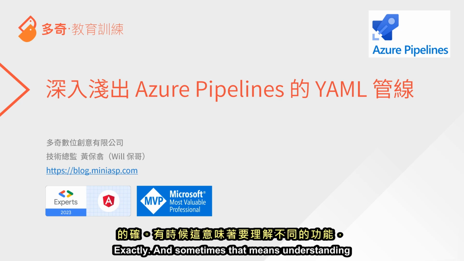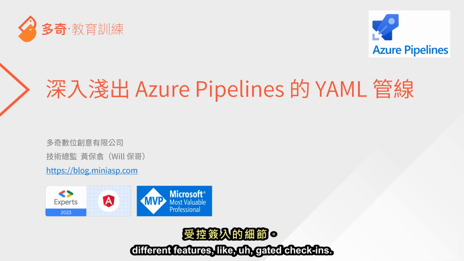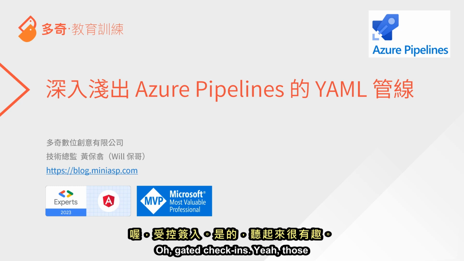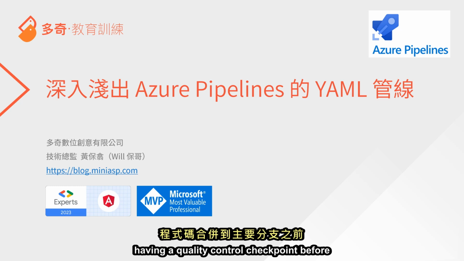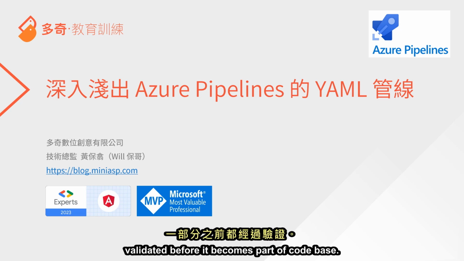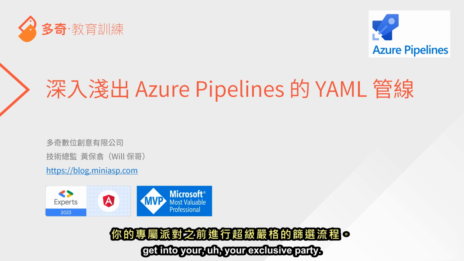Exactly. And sometimes that means understanding the finer points of different features, like gated check-ins. Oh, gated check-ins. Yeah, those sound interesting. What are they all about? Gated check-ins are like having a quality control checkpoint before any code is merged into your main branch. They make sure every single change is validated before it becomes part of your code base. So like a super strict screening process before anyone can get into your exclusive party.